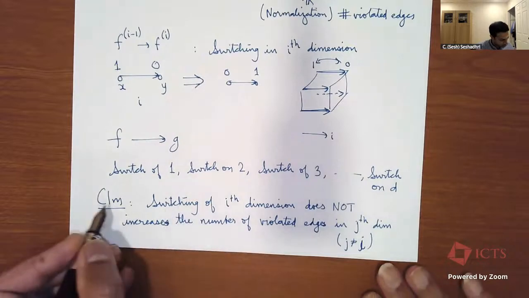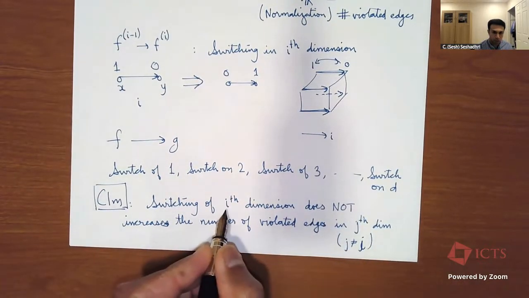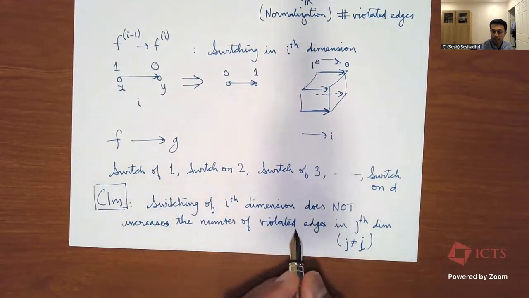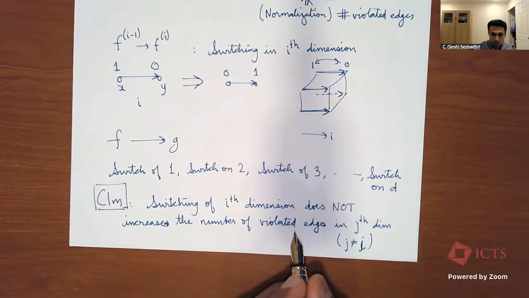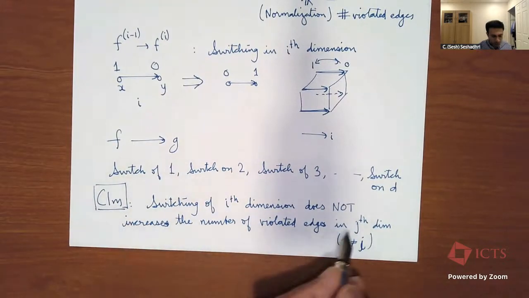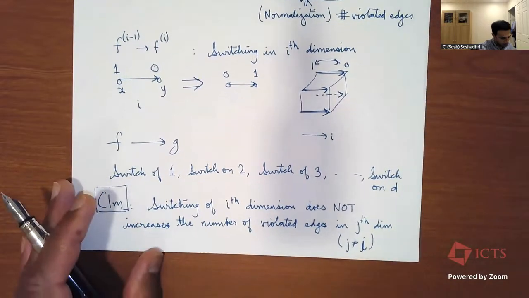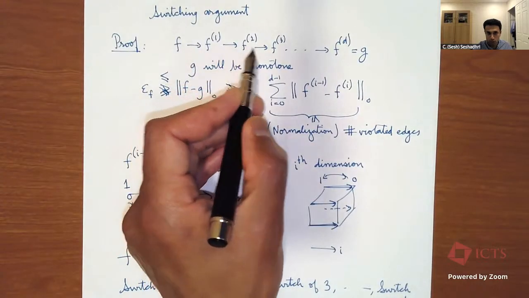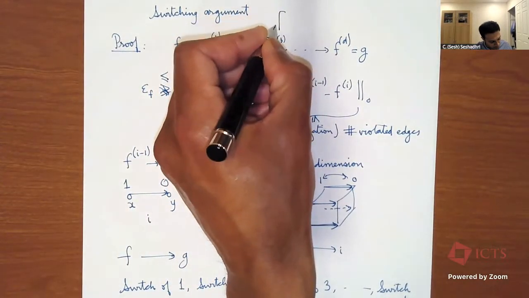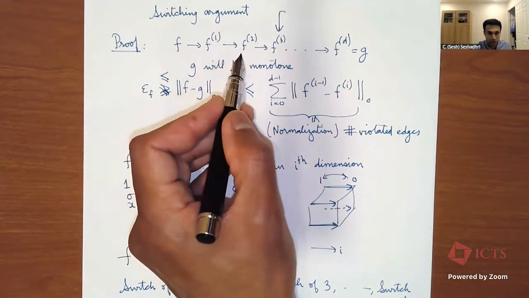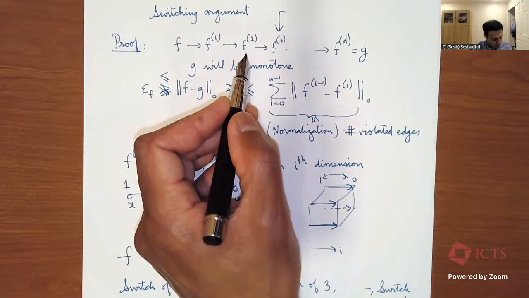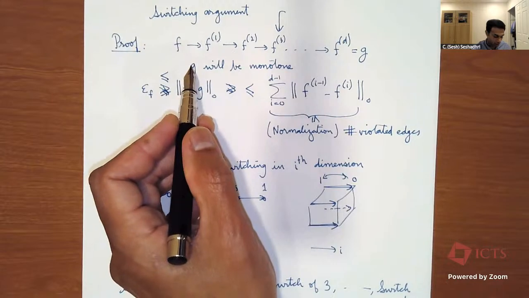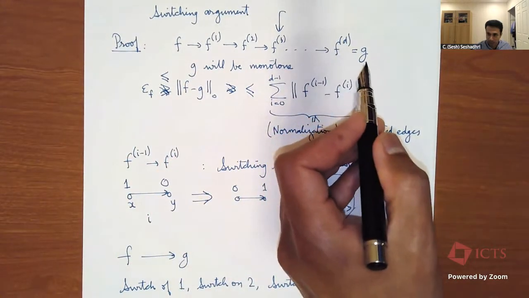So what this says, this is the key claim, is that if you switch on one dimension, you cannot increase the number of violated edges in any other dimension. Now from this, it should be clear that this process leads to a monotone function, because I switch on 1, switch on 2, switch on 3. By the time I reach here, there are no violations in dimensions 1 and 2. Moreover, further switching cannot increase the number of violations in dimensions 1 and 2. Hence, by the time I finish this process, I have a monotone function.